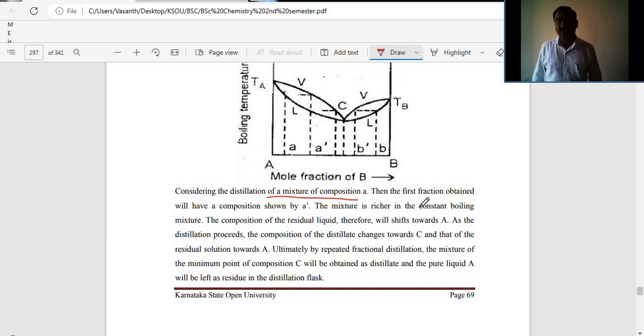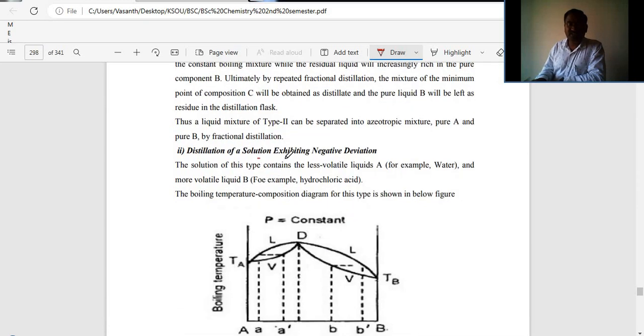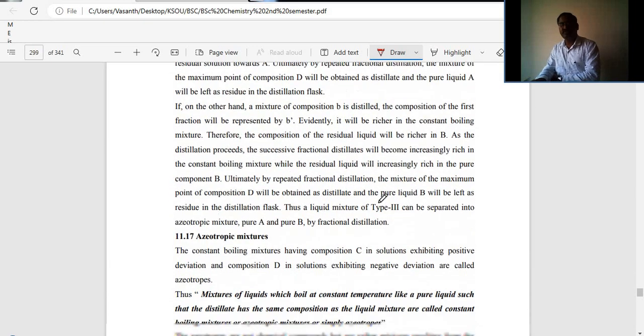The mixture is richer in the constant boiling mixture. The composition of the residual liquid therefore will shift towards A as the distillation proceeds. The composition of the distillate changes towards C and that of the residual solution towards A. The distillation of a solution showing negative deviation is the reverse of that for positive deviation.